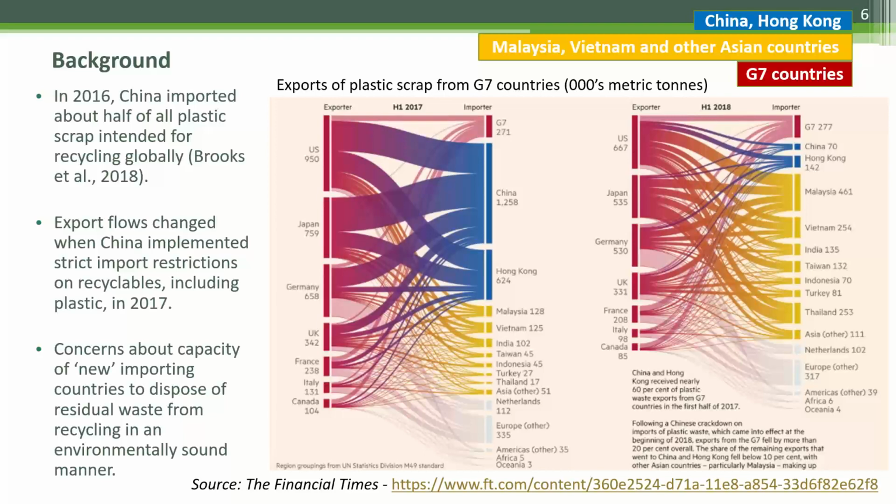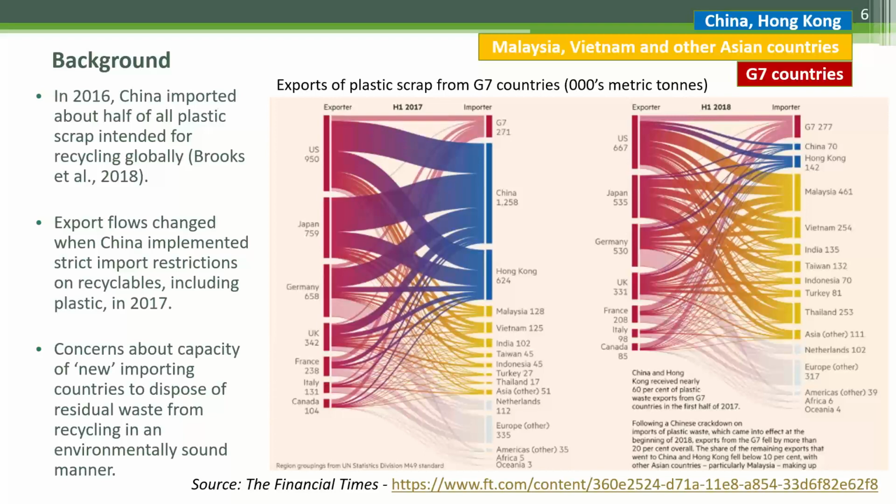Plastic that had been destined for China then started to be imported by other countries, especially in Southeast Asia. This graphic shows the dramatic shift in export flows between the first quarters of 2017 on the left and 2018 on the right. China and Hong Kong, in blue, go from importing the largest quantities of plastic scrap to importing much lower volumes. And other Asian countries, especially Malaysia and Vietnam in yellow, start importing much more than before.